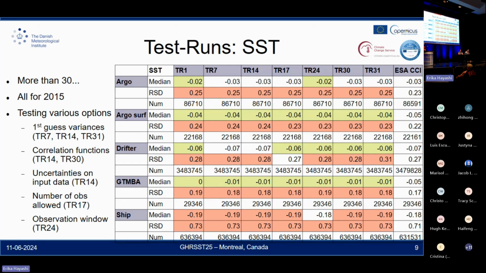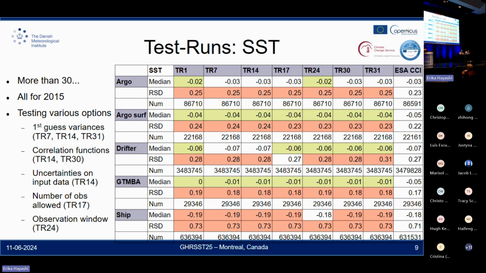And now to the complicated part. So we have been running over 30 test runs. The test runs comprise a single year of tests, which we've chosen to be 2015. We have been testing various options regarding the first guess variances, the background correlation and error function, the uncertainties on the input data, the number of observations allowed, and the window for looking for observations.